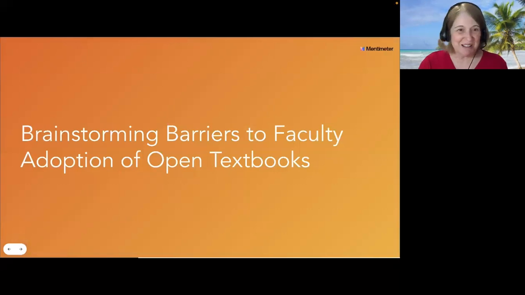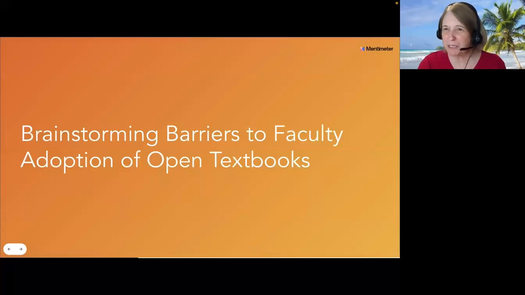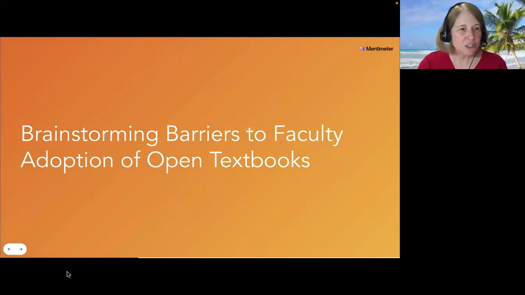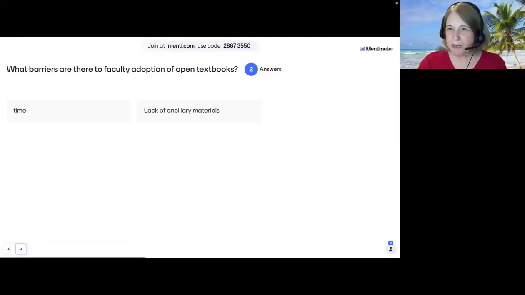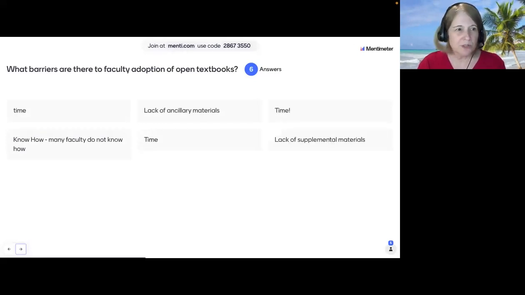Given all of that, and how awesome OER are, why isn't everybody using them? Well, there are some good reasons for that. There are some barriers to faculty adoption of open textbooks, and you've probably run into them in your work. We want to do this activity with Mentee to talk about the barriers that stand in our way. It's important to identify and surface them so that we can address them and come up with solutions. Share some of the barriers that you've heard from faculty to adopting open textbooks.